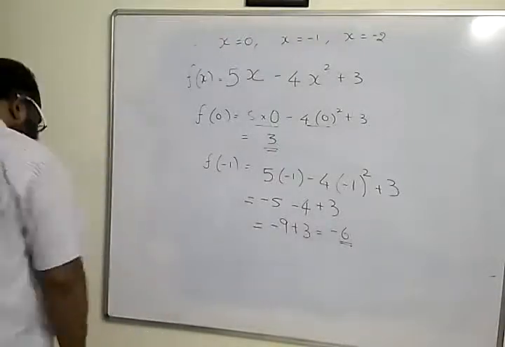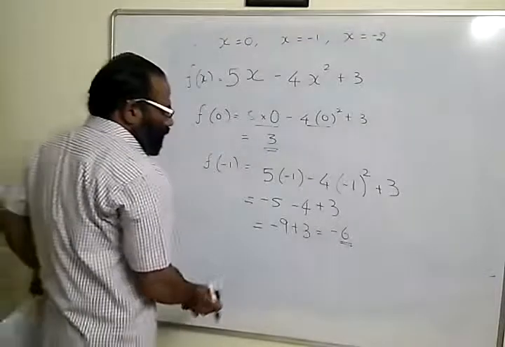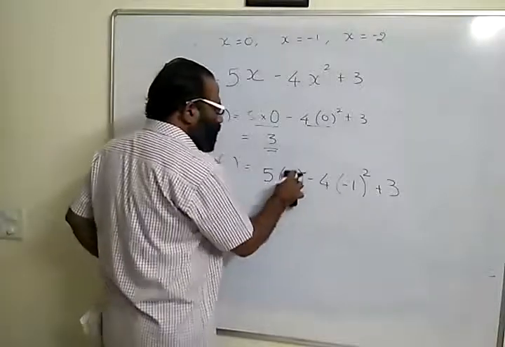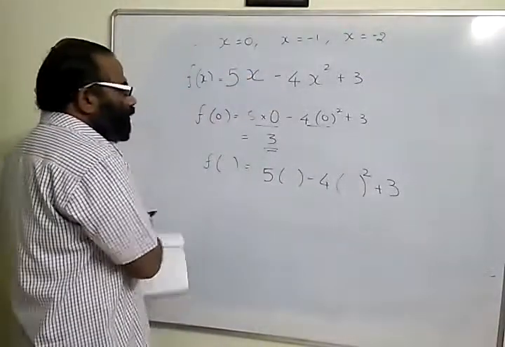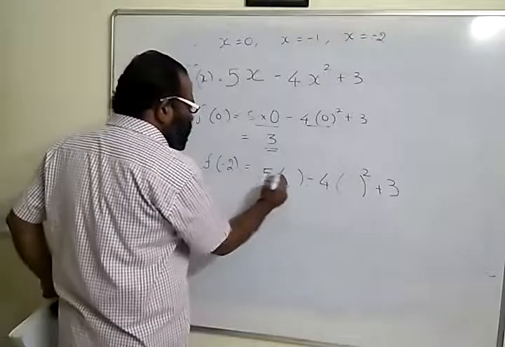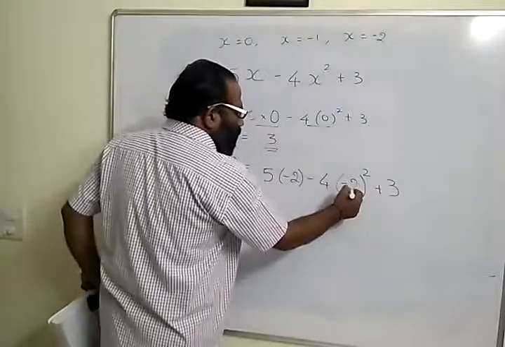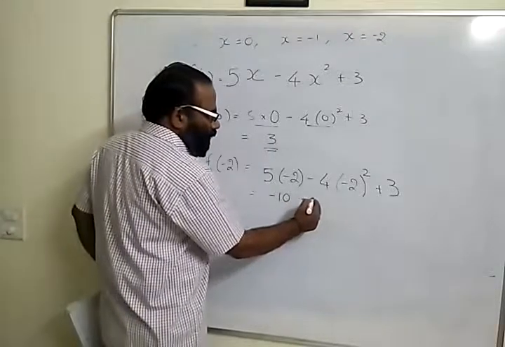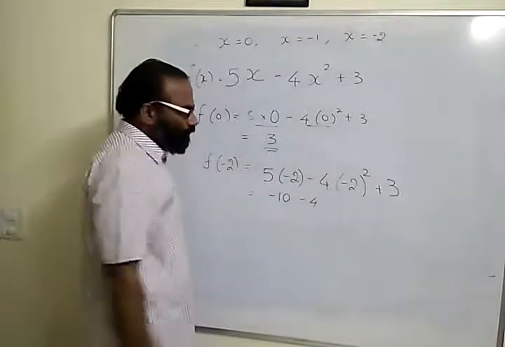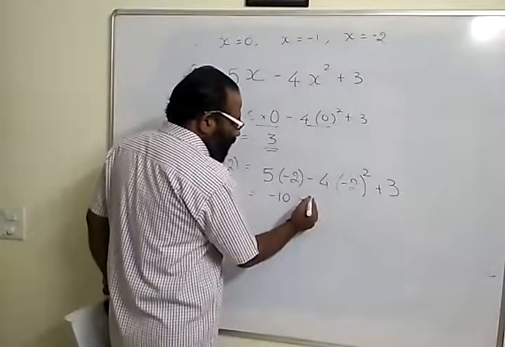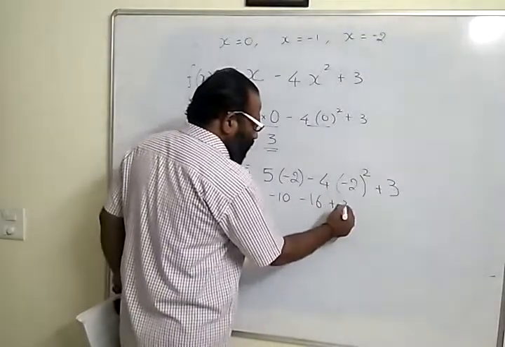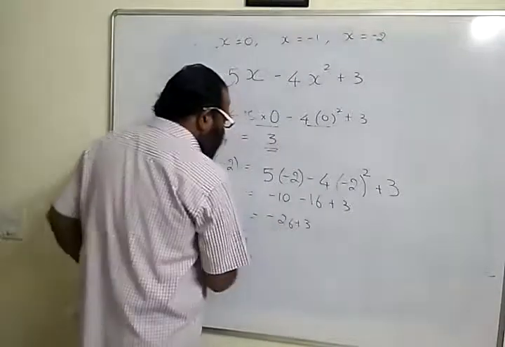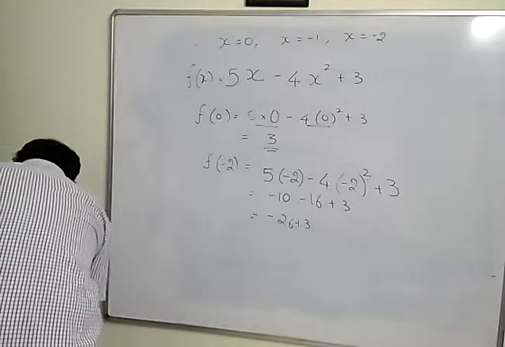Now the third one. What do we need to substitute here? Minus 2. So f of minus 2 is 5 into minus 2, which is minus 10, minus 4 into minus 2 squared, which is 4. 4 fours are 16, so minus 10 minus 16 is minus 26, plus 3, which is equal to minus 23.